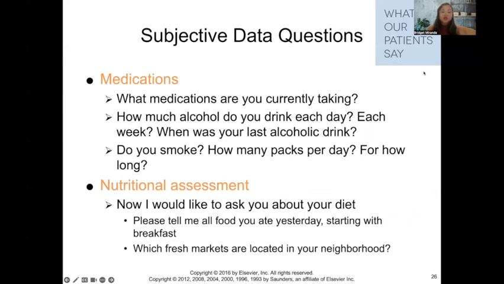I'm also going to do a thorough nutritional assessment, not just asking them what food triggers they have, but trying to get an overall look at what their common routine is in cooking and what type of food they are eating on a consistent basis.